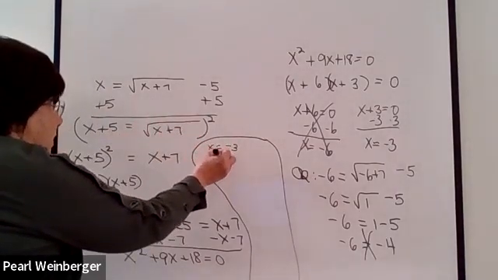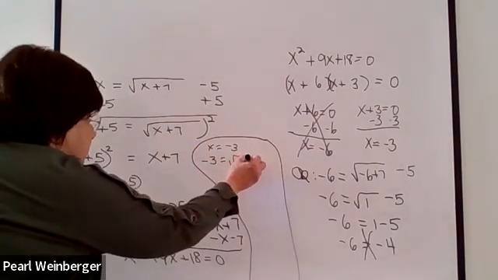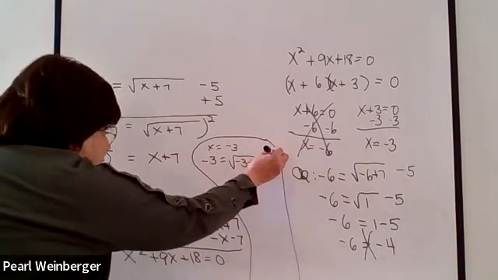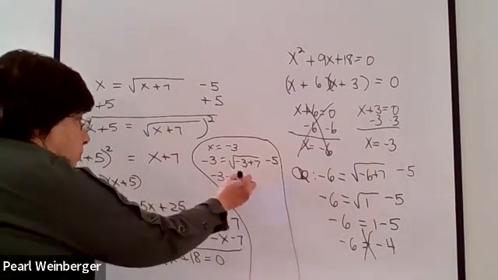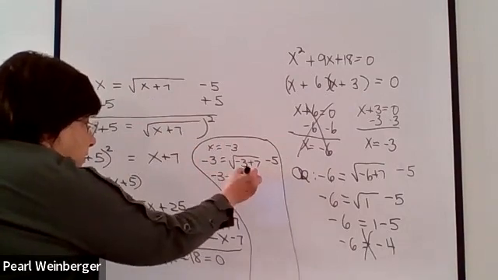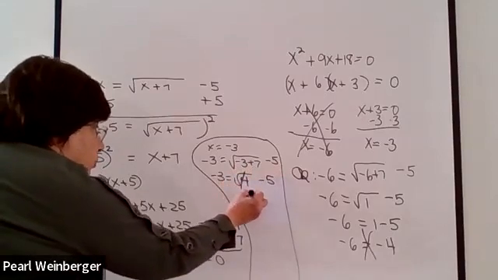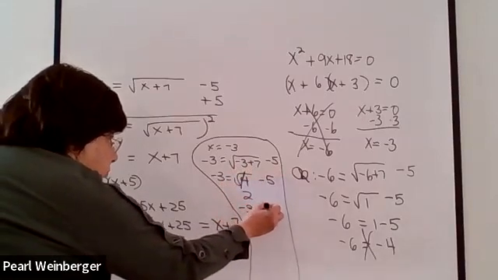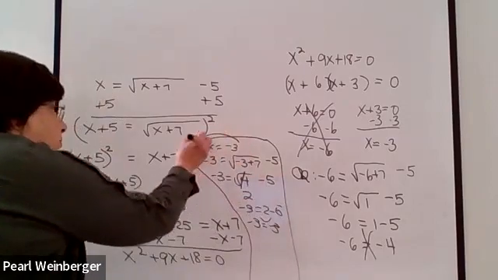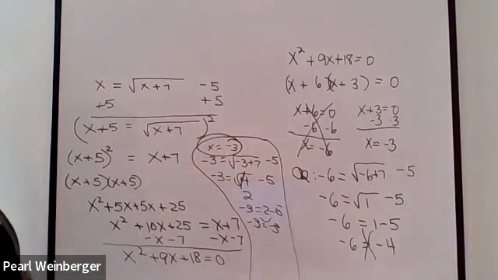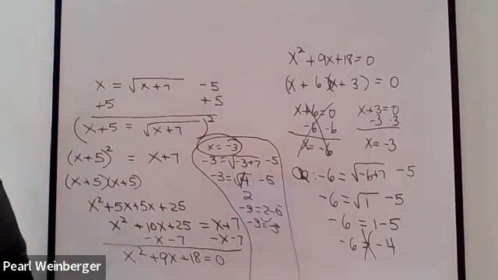So this is going to be -3 equals the square root of -3 plus 7 minus 5. That is the square root of 4 minus 5, and the square root of 4 we know is just 2. So I get -3 equals 2 minus 5, and that does check. So this answer is a good answer. The only answer to this equation is -3. There are not two answers, there's only one.